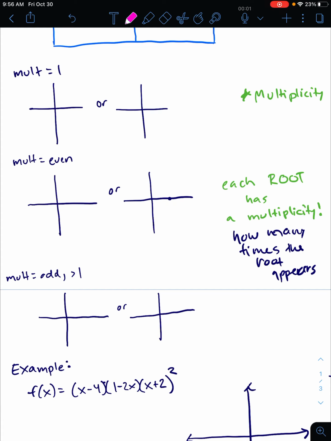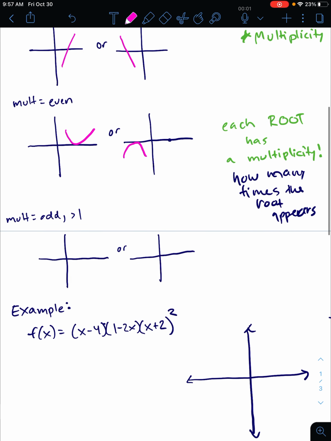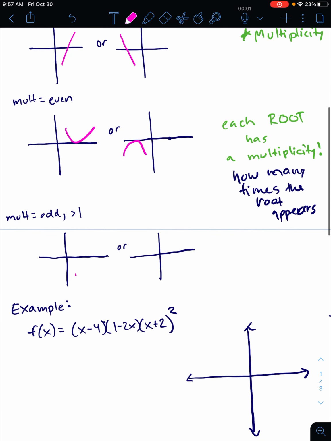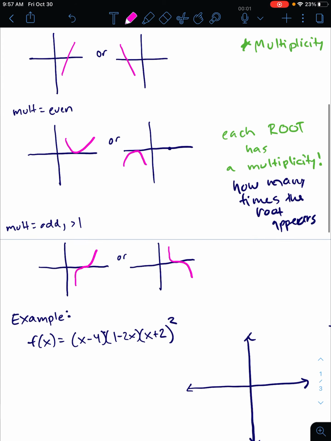If the root only appears once, or the multiplicity is 1, we're just going straight through the x-axis at that root. If the multiplicity is even, we're bouncing at the x-axis at that root. If the multiplicity is odd and greater than 1, it's going to kind of flatten like this. So I'm giving you two options because it could go two different ways each time.